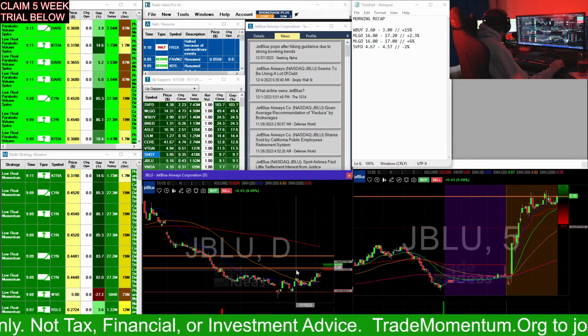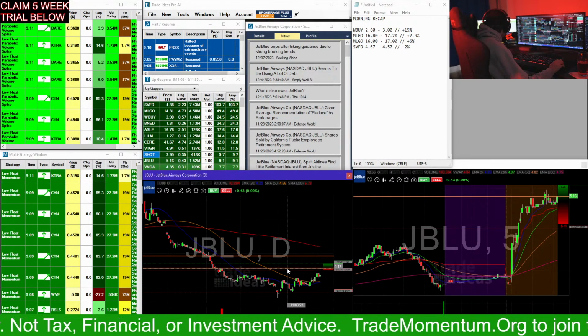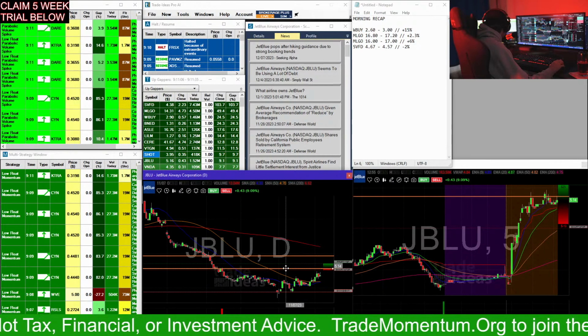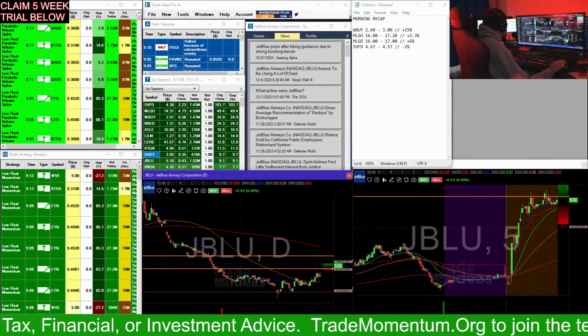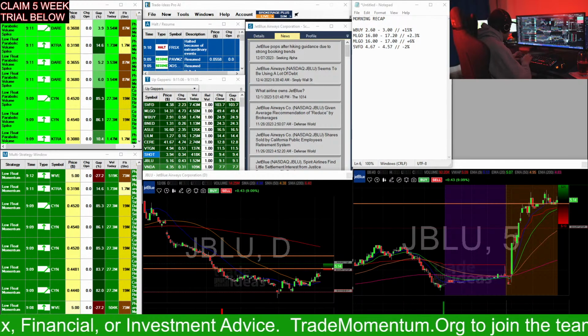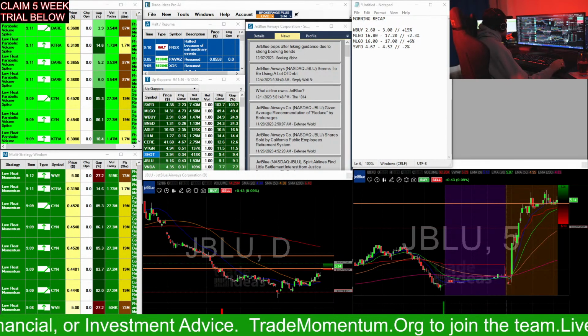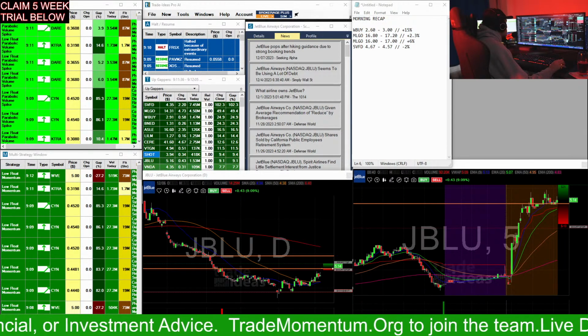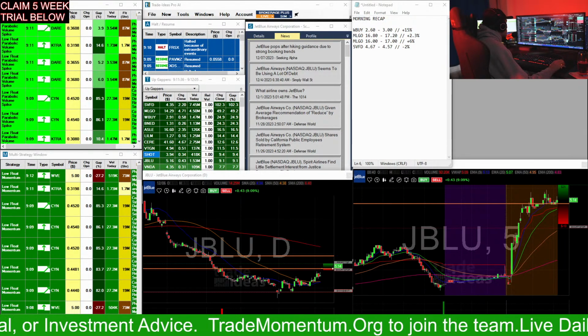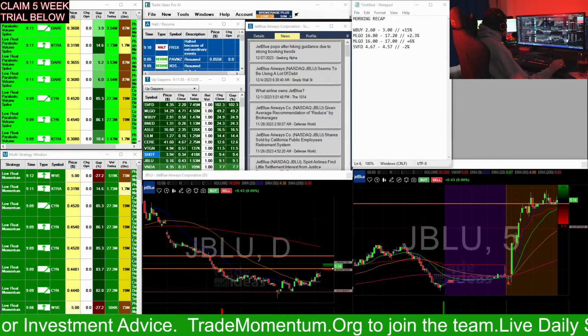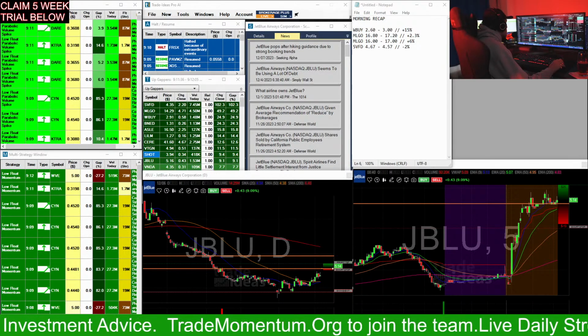JetBlue, wrong guidance. But another one that's just not very liquid here in pre-market. Not a whole lot of news on JetBlue. Or not news, volume on JetBlue. And it typically trades this way. It's typically not a very liquid stock.